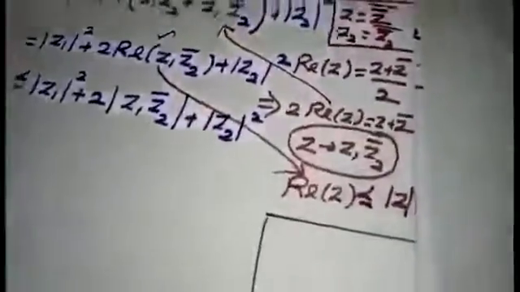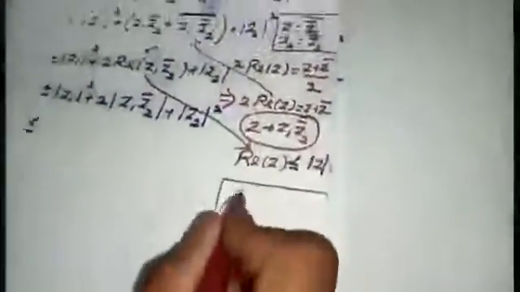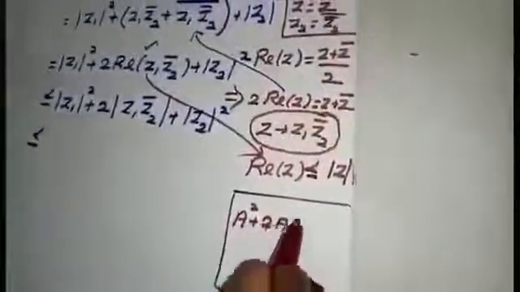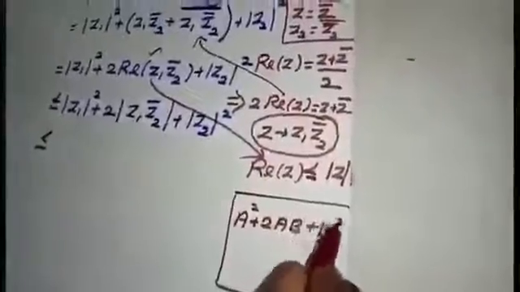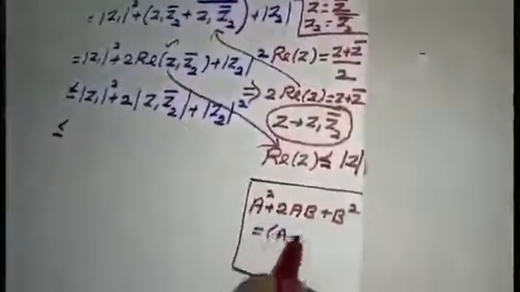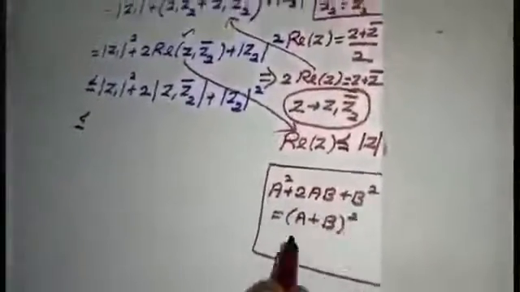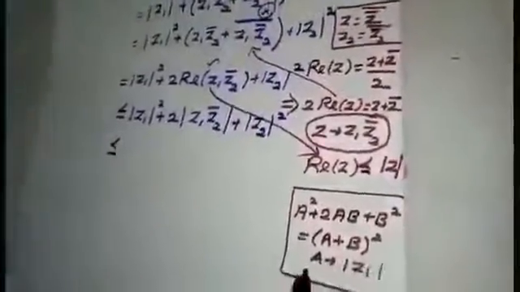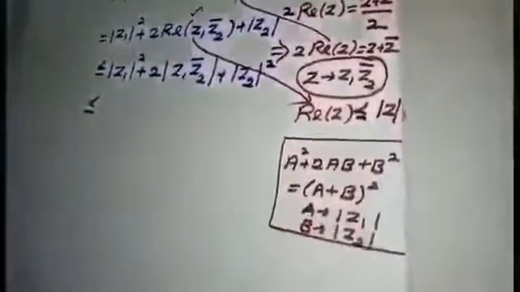I am going to use this algebraic formula. What is the algebraic formula we are having here? That is a square plus 2ab plus b square can be written as a plus b the whole square. In place of a I am writing it as modulus of z1, and in place of b I am writing it as modulus of z2. So shall I write like this, students?